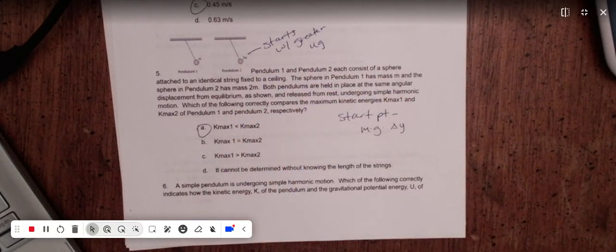So mass doesn't have anything to do with period and frequency for a pendulum, but it does have to do with energy, because we're using these same energy equations that we had before.